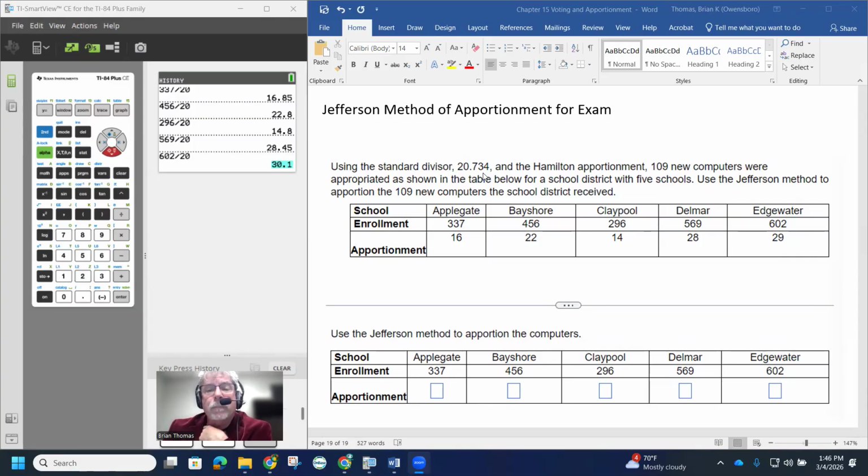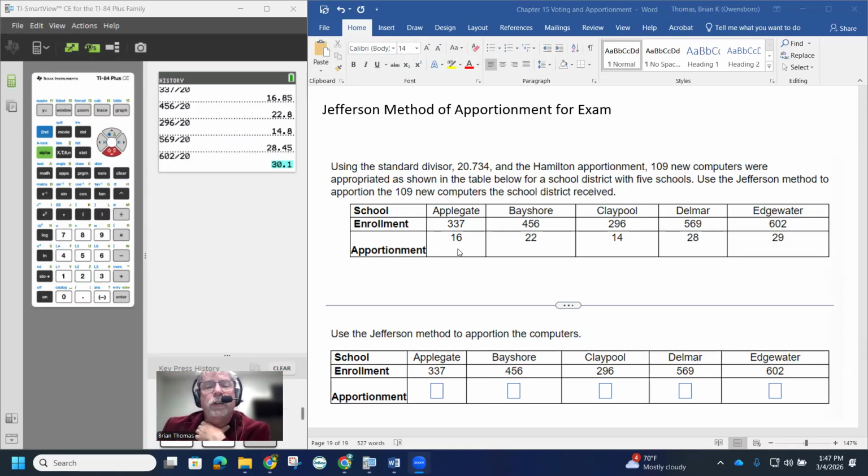I'm going to try to just modify it off the bat because, like we said, we usually don't use the standard divisor in the Jefferson method. We use the modified divisor. So let me pause for a second here and get this set up. Typically when we do a modified divisor, I usually round this down because if we round down, we make a bigger quotient.